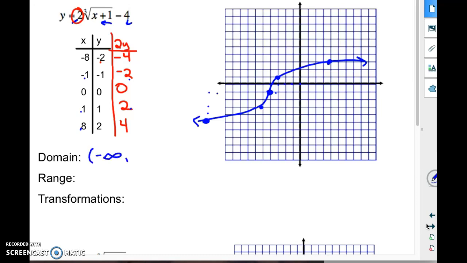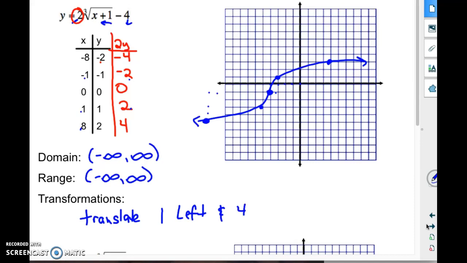So our domain is all real numbers. Our range is all real numbers. The transformation, we translate 1 left and 4 down. And we have a vertical stretch of factor 2. When I did this, I realized I forgot to label the vertex, which is very bad. So let me get that in there really quick. Vertex, -1, -4.